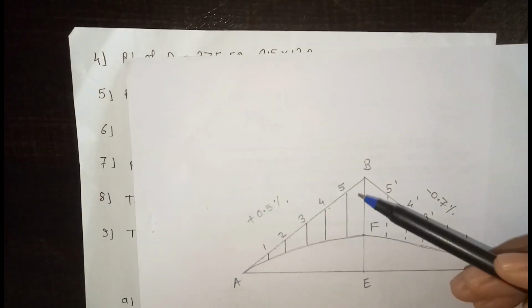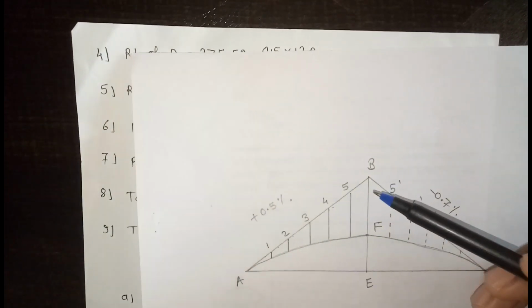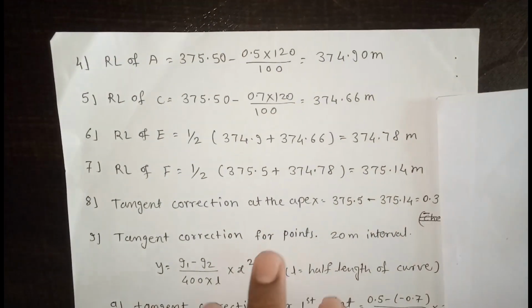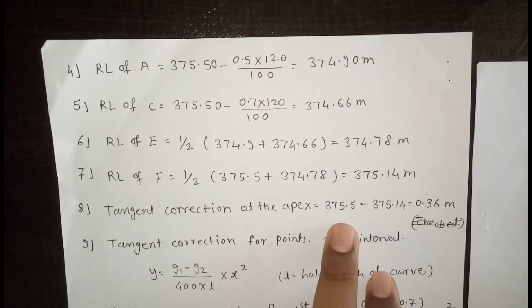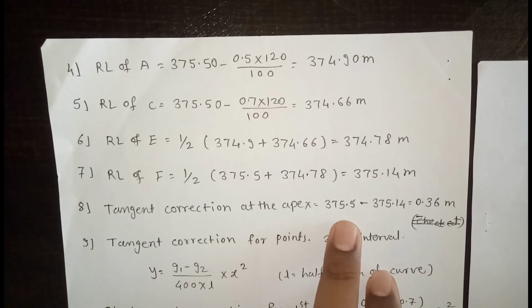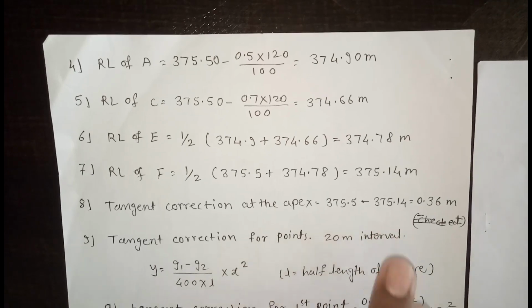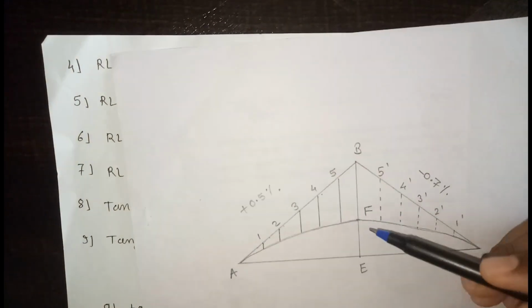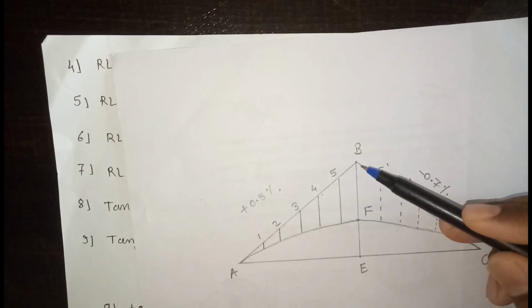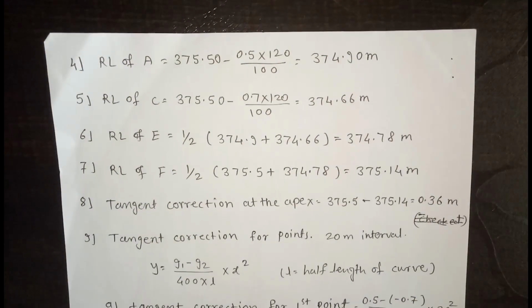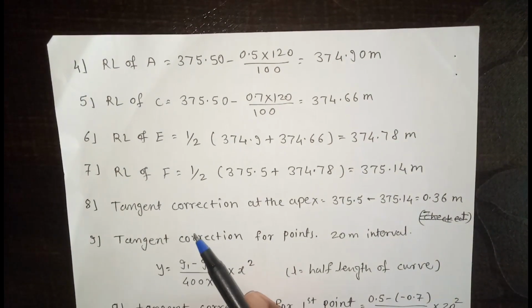Now tangent correction at apex. This is the apex point, and the apex point is at B. RL of B is 375.5 minus RL of F, 375.14. So this distance is 0.36. This is the tangent correction at apex.